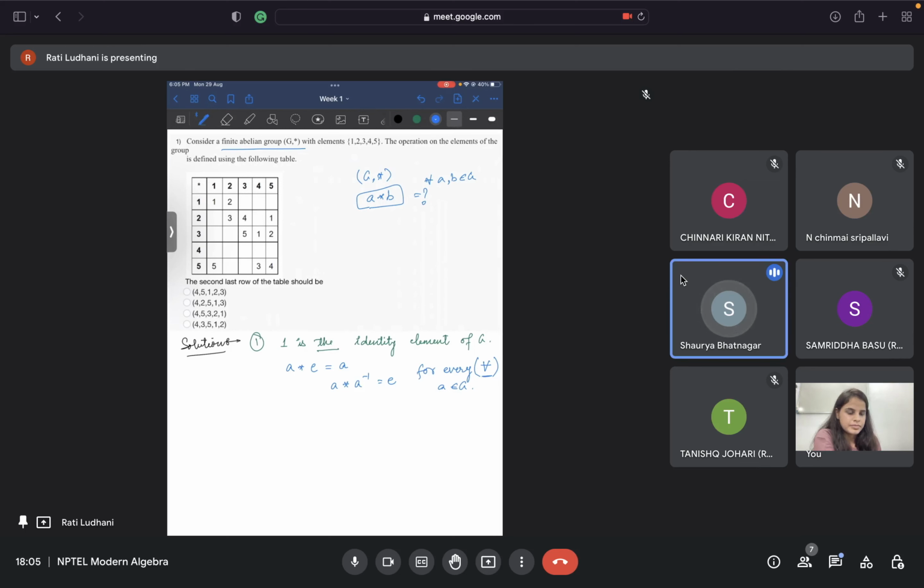Ma'am, 1 is not given in the table, so how can we say 1 is an identity? I'm not saying it has been proved here. I'm asking whether I can prove it from the given things. Just try. Okay, my question is, E is the identity element, no doubt, but why is E equal to 1 here? Why is identity equal to 1?